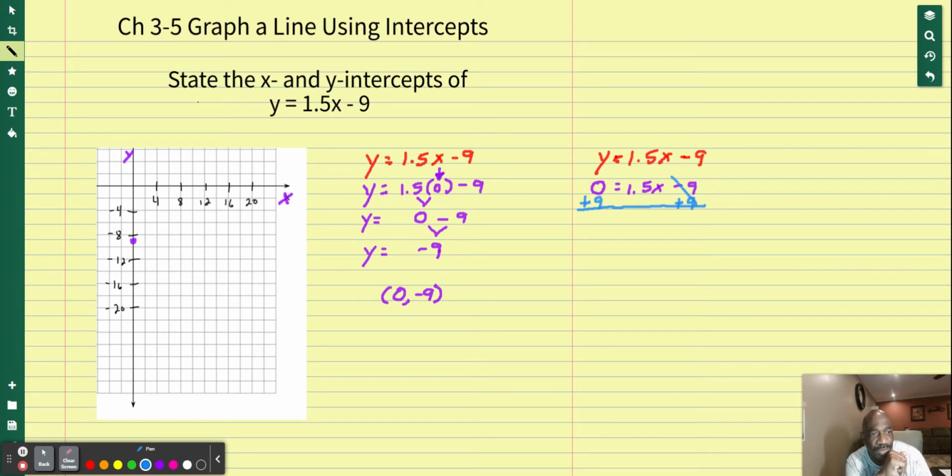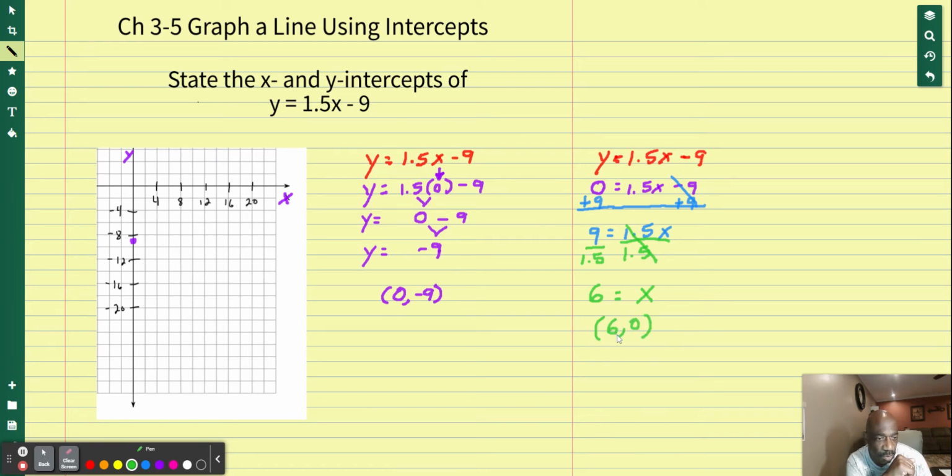When I do that, those 9s are gone. What do I have here? I have 9 equals 1.5x. So my last step here is to divide both sides by 1.5. Why am I dividing? Because this is multiplication. The opposite of multiplication is division. So whatever I do to one side, I do to the other side. They cancel because 1.5 divided by 1.5 is 1, and that's what I want, 1x. And then the 9 divided by 1.5 is 6. As an ordered pair, this would be (6, 0).